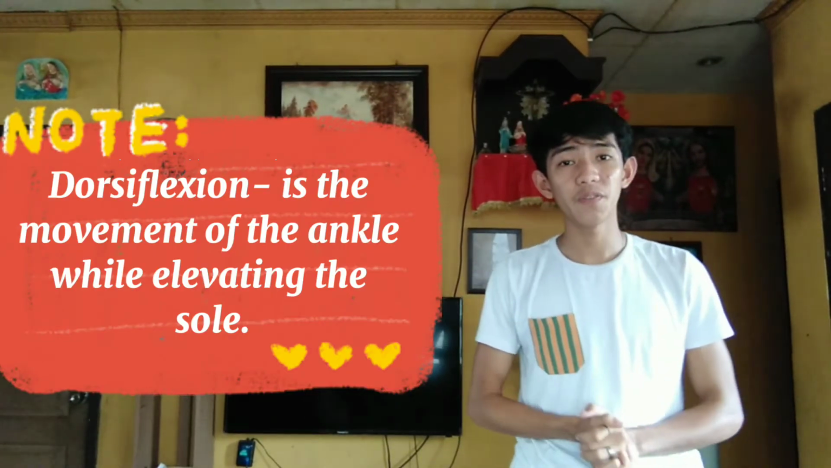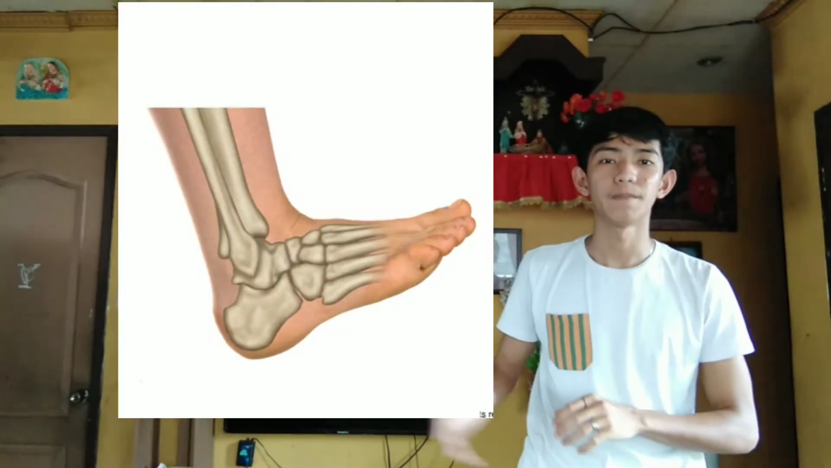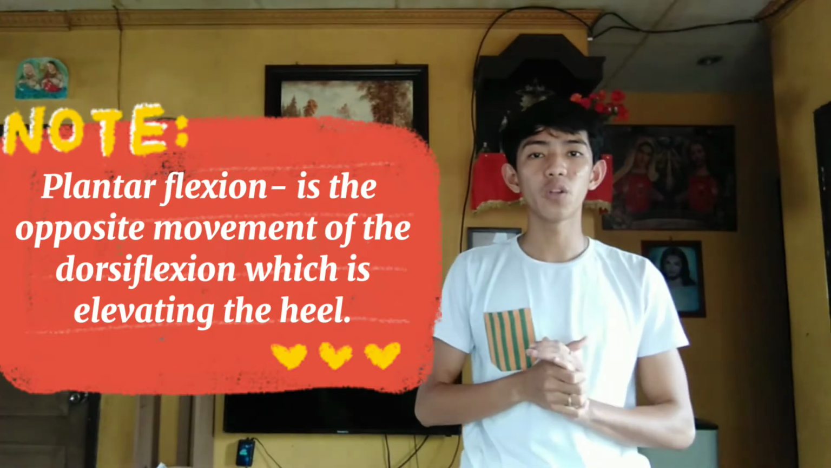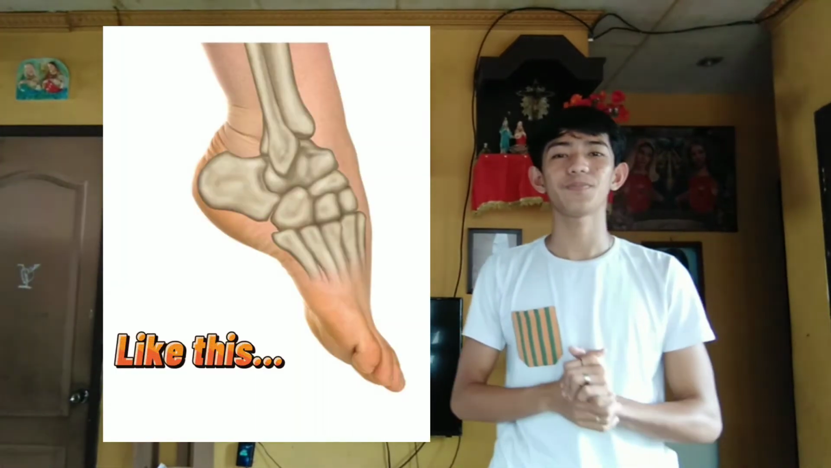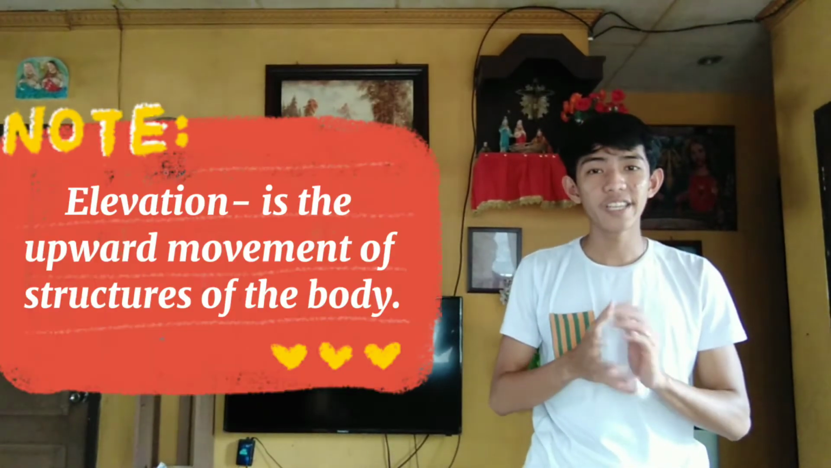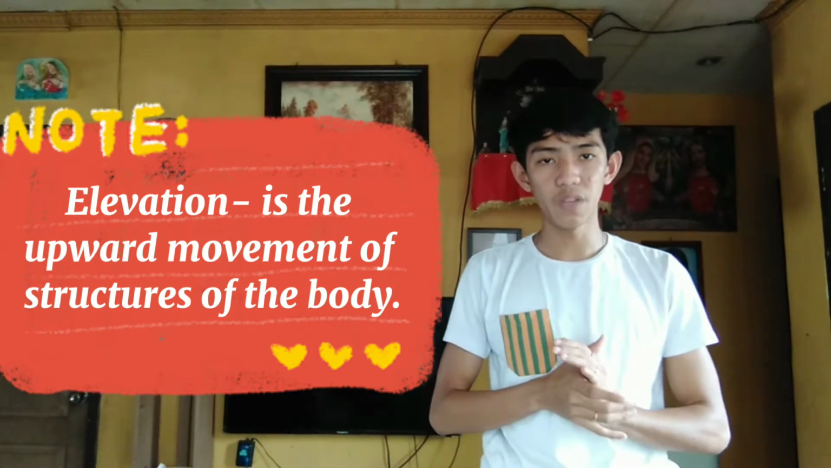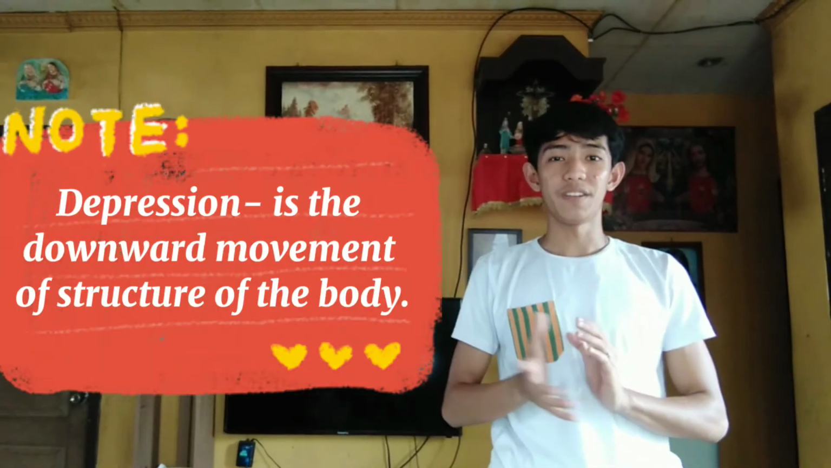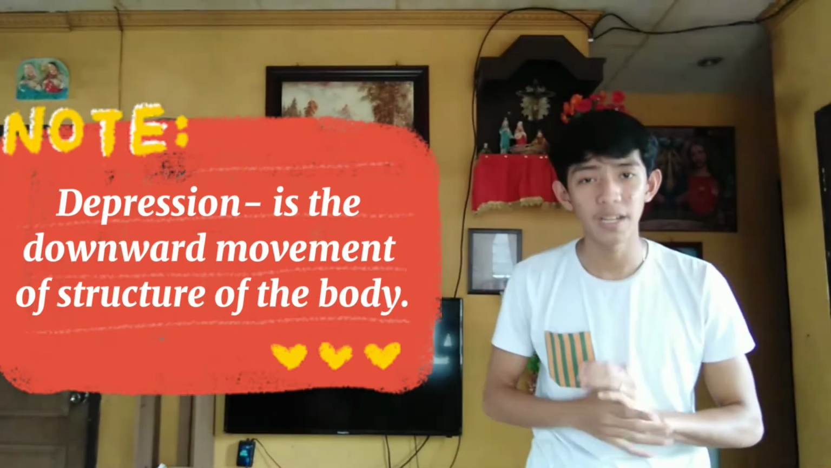Number 4, dorsiflexion. Dorsiflexion is the movement of the ankle while elevating the sole. Number 5, plantar flexion. Plantar flexion is the opposite movement of dorsiflexion, which is elevating the heel. Number 6, elevation. Elevation is the upward movement of a structure of the body. Number 7, depression. Depression is the downward movement of a structure of the body.